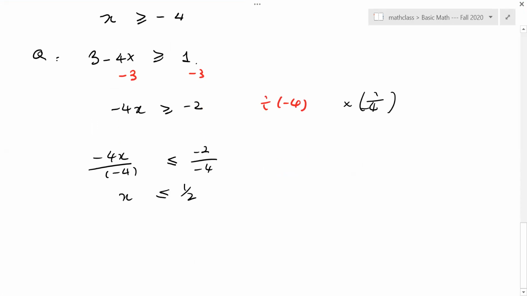And if you're not sure this is the correct answer, then you can check. You can let x be 0. So x equals 0 should be less than or equal to 1/2. Then when you plug 0 for x into the original inequality, you should be able to have the inequality hold, and yes, it's true, right? 3 is greater than 1.